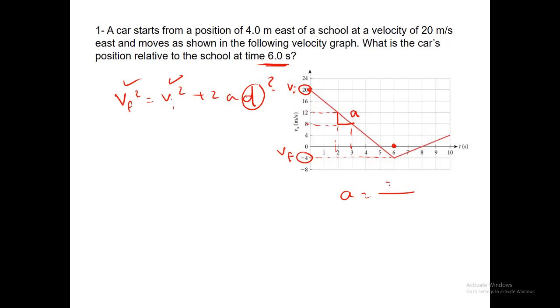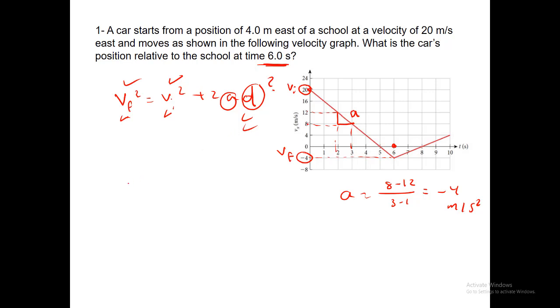That should be 8 minus 12 divided by 3 minus 2. How much is that, Shabab? -4 meter per second squared. So we have everything in this equation. We can get easily d. We have v final, we can square it. V initial, we can square it. We have the a from the graph, so we can get d. You can substitute and you can get easily d.